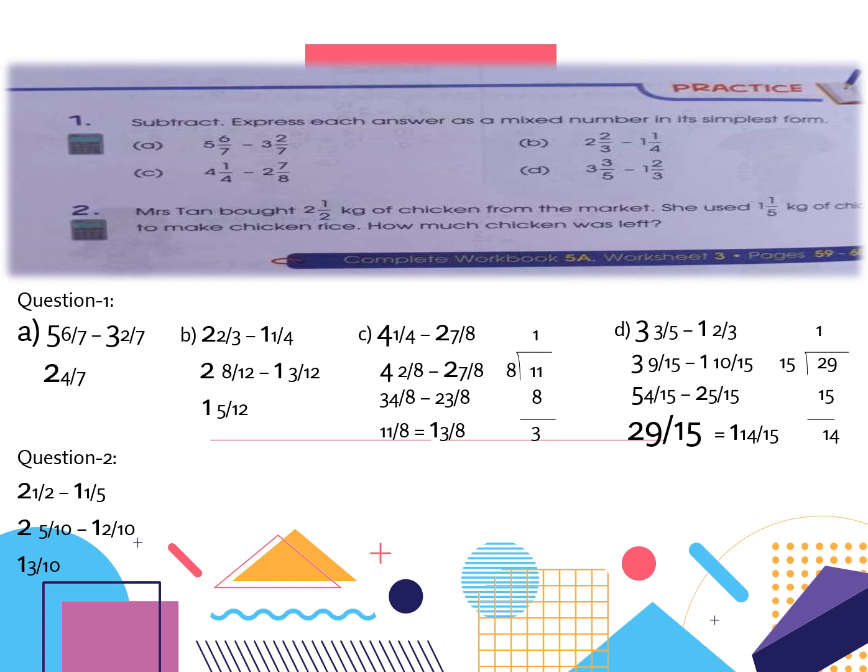So first we are going to simply subtract the whole numbers. 5 minus 3 is equal to 2. And for 6 over 7 minus 2 over 7, we have 6 minus 2 is 4 over 7. For part B, we have 2 whole number 2 over 3 minus 1 whole number 1 over 4.